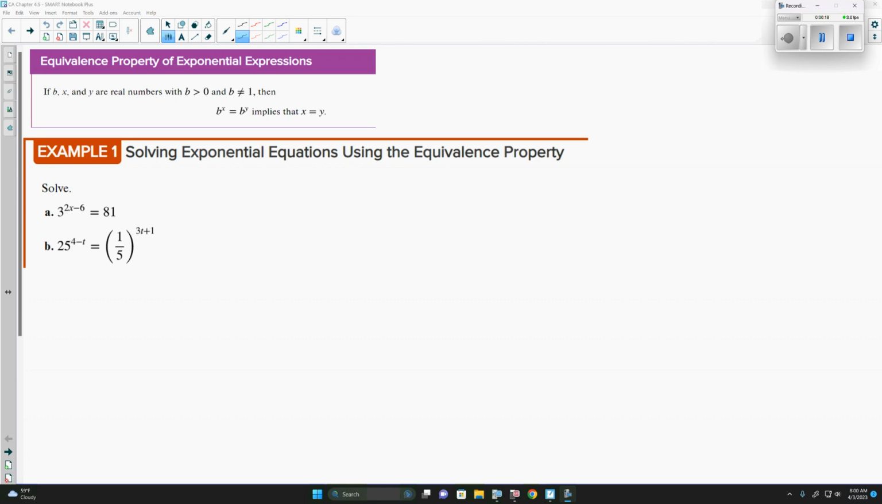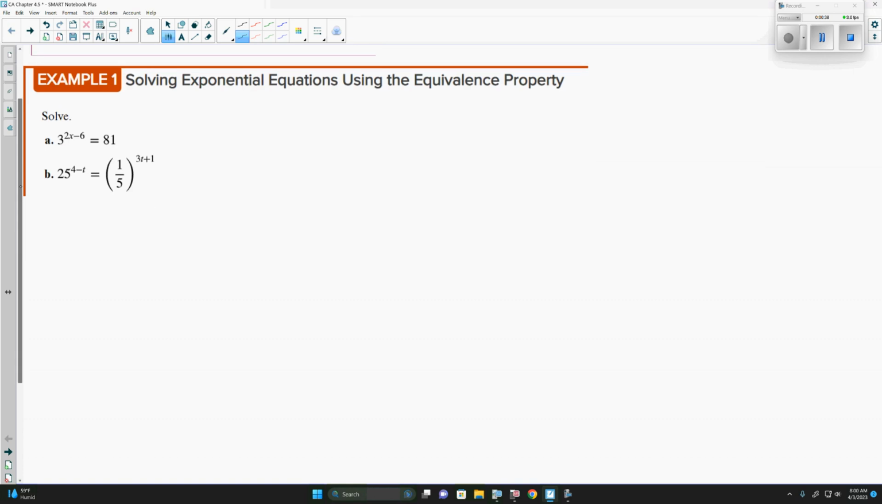Now, the first one we're looking at is what they call the equivalent property of exponential equations. It's also referred to as the one-to-one property. But with these here, there's a specific way we can solve them. Now, the methods that we'll look at later will still work with these, but just some of them are a little more intricate than others. Some of them work out better than others.